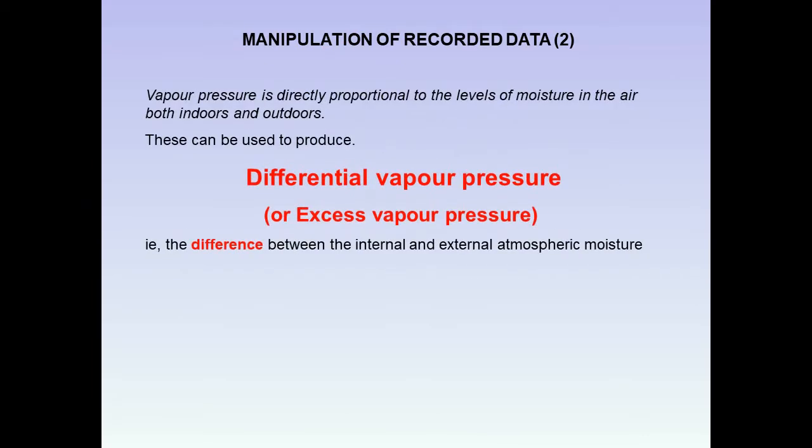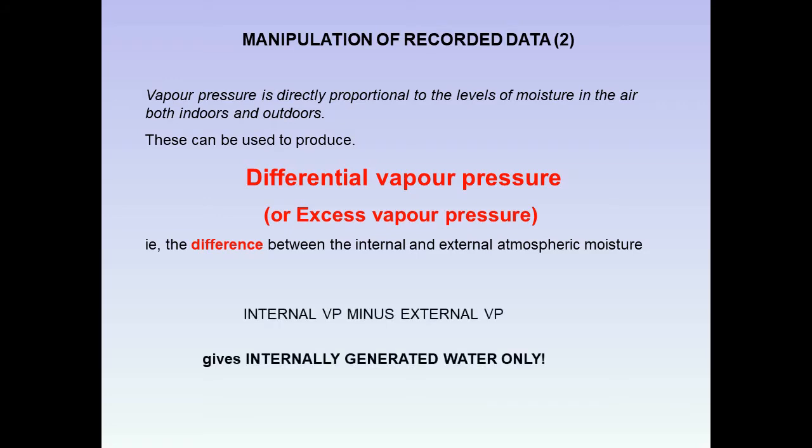We can also undertake more manipulation of recorded data. Remember, vapor pressure is directly proportional to the levels of moisture in the air, both indoors and outdoors. And vapor pressures can be used to produce what is known as differential vapor pressure or excess vapor pressure. That is the difference between internal and external atmospheric moisture. And this will give us the internally generated water only. It will exclude the external levels, which of course influence internal levels.